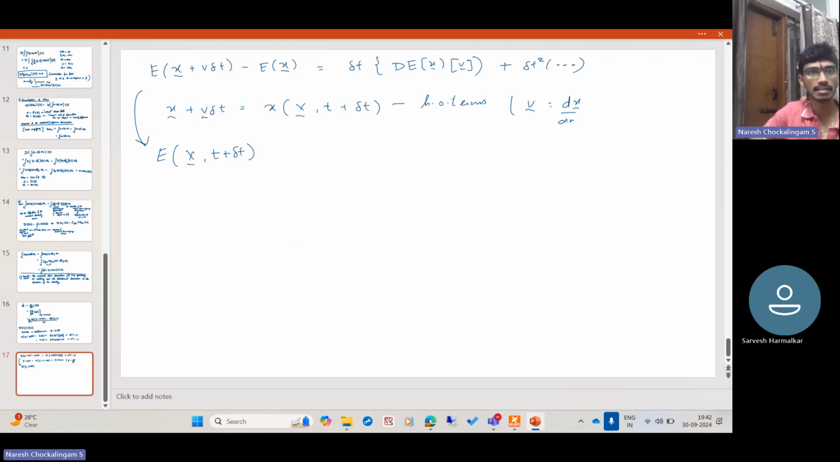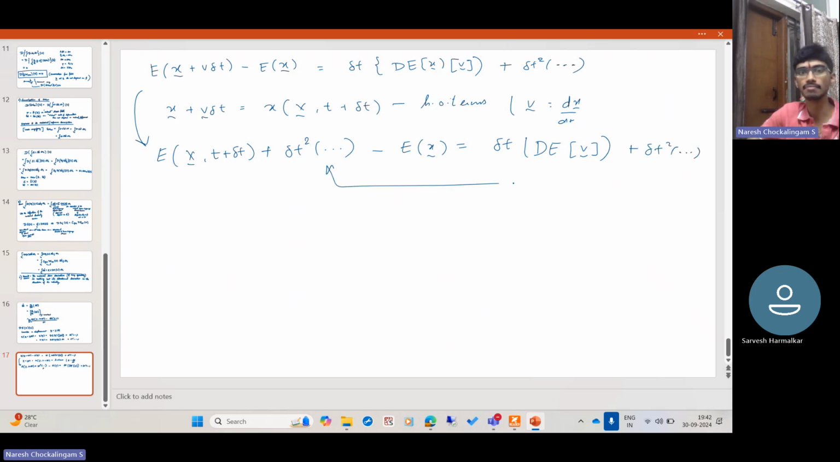So x plus dx by dt is the new configuration, right? It's a different configuration at time t plus delta t, minus some higher order terms. So this is e of x comma t plus delta t, plus some higher order terms, minus e of x. This is equal to delta t times the directional derivative of e in the direction v plus delta t square. So these terms can be clubbed together.